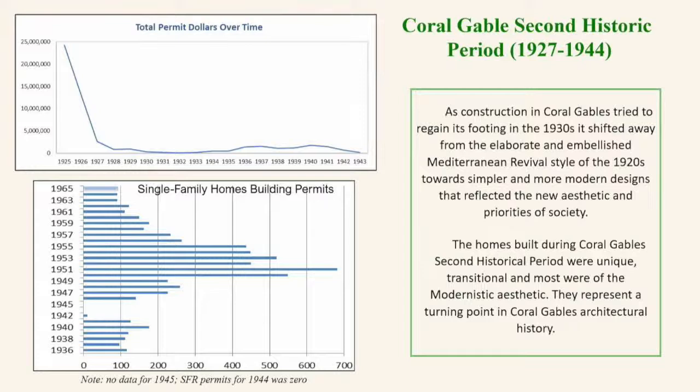As construction in Coral Gables tried to regain its footing, it shifted away from the elaborate and embellished Mediterranean Revival style of the 1920s towards simpler and more modern designs that reflected the new aesthetic and the priorities of society. The homes built during Coral Gables' second historical period were unique, transitional, and most were in the modernistic aesthetic. They represent a turning point in Coral Gables' architectural history. 3613 Alhambra Court was one of the few high-style Art Moderne modernistic homes built in the city.